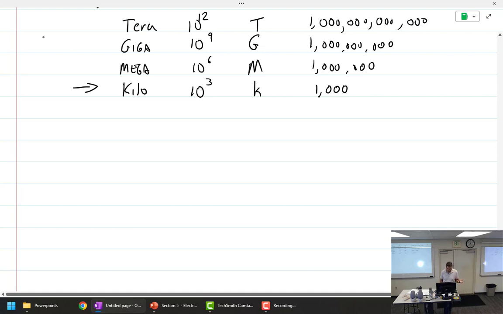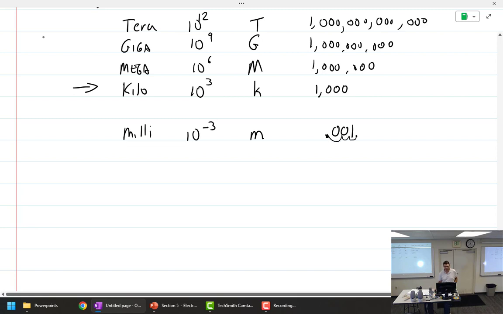There's hecto, deca, deci, centi. Let's just go to what we're going to use now. So that's on the positive side. On the negative side, we will use milli, which is times 10 to the negative third. That's a little m for milli, and that would be 0.001. It's moving the decimal place three places from the one. So it's another way of looking at it.